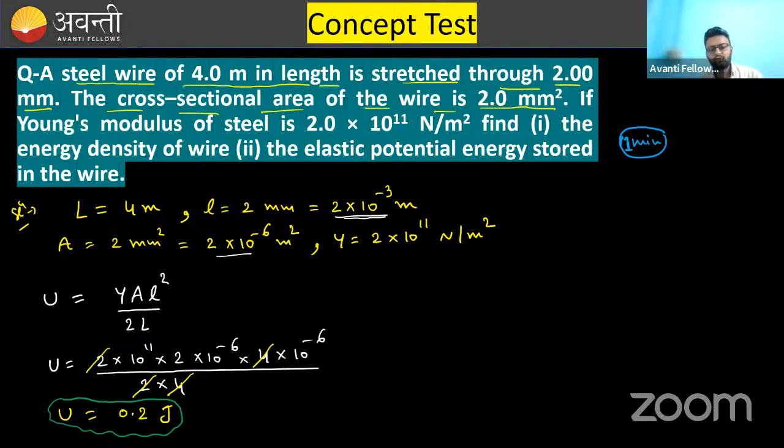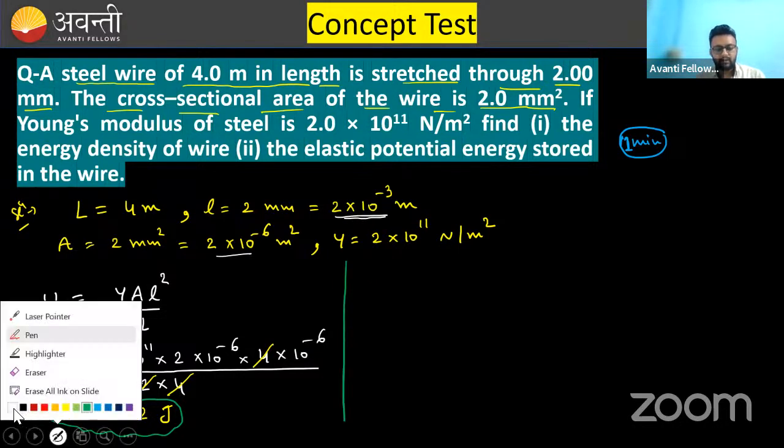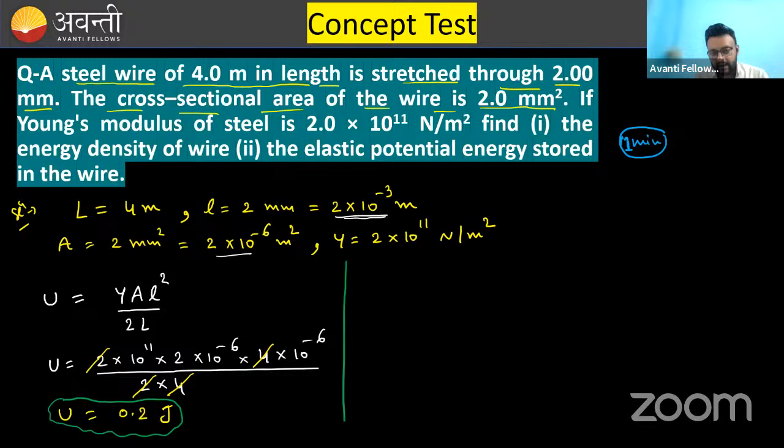I think this is just a formula based question. Next part is to calculate energy density. Energy density is energy per unit volume. That's what it is. So what is the volume? Volume is A into L. So you can place the values.